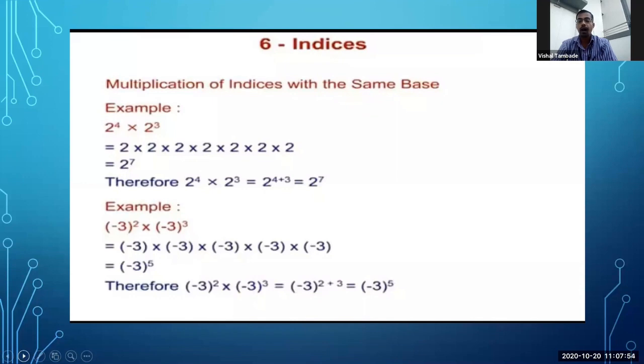To find the power when solving any example of multiplication of indices with the same base, write it in multiplication form, count how many times it occurs, and write that as the power. Another way: if the operation between two numbers or indices is multiplication, you have to add the powers. Through this we have found one law. Next.